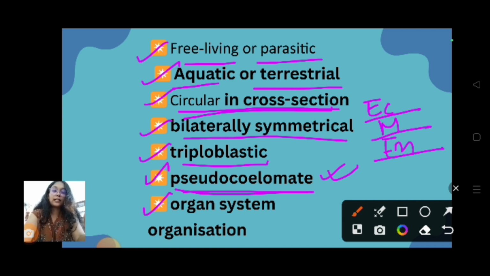Then the last point, it is saying they are having organ system level of organization. So in the previous phylum, that is the Platyhelminths, there we got organ level of organization. Remember? So from this Aschelminths, we are getting what? Organ system level of organization. Is it clear?